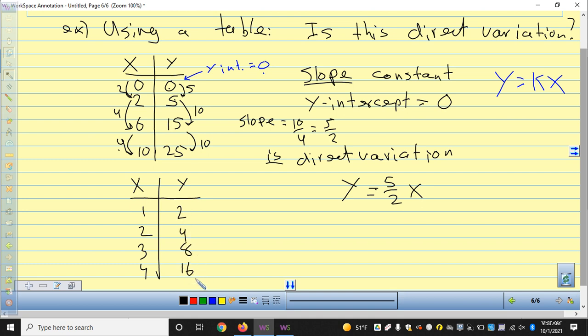How about this one? Going up by 1s here. This goes up by 2. This goes up by 4. That goes up by 8.